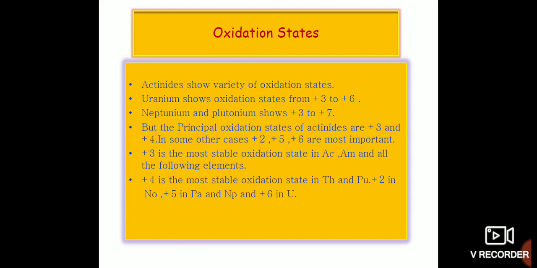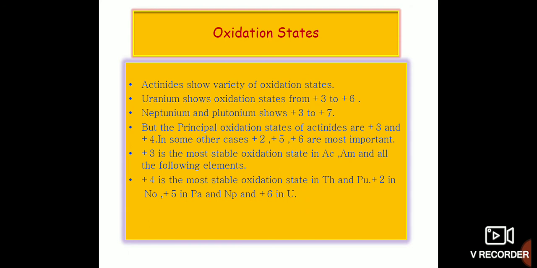And +4 is the most stable oxidation state of thorium and plutonium, +2 in nobelium, +5 in protactinium and neptunium, and +6 in uranium. This you have to remember. If you are a little confused about oxidation states, we can see a variety of oxidation states for all the elements. Once again, repeating the same.